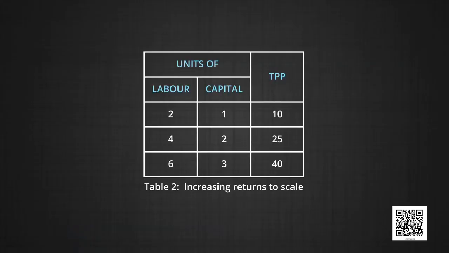Increasing returns to scale represent increase in efficiency in the production process due to better division of work and the use of specialized machines. Increasing returns to scale can be explained with the help of the schedule on your screens as table 2. Here, when labor is doubled from 2 units to 4 units, and capital is simultaneously doubled from 1 unit to 2 units, notice that output increases from 10 to 25 units. You can see that a 100% increase in both inputs has caused a 150% increase in output. Output has increased more than inputs in proportionate terms.